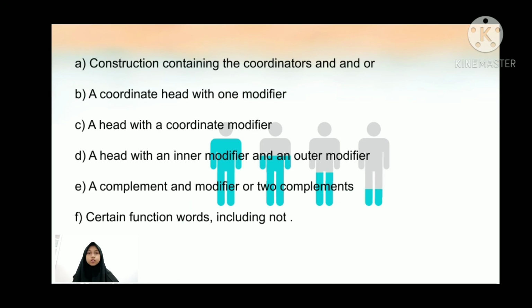So here are the kinds of surface structure. The first one is construction containing the coordinators and or. A coordinate head with one modifier, a head with a coordinate modifier, a head with an inner modifier and an outer modifier, and then a complement and modifier or two complements, and the last is certain function words including not.